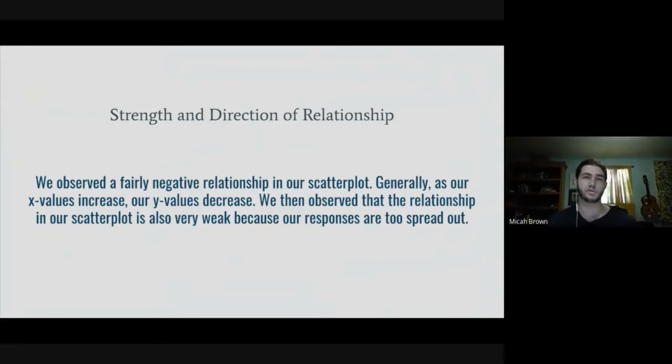As for the strength and direction of the relationship, we observed a fairly negative relationship in our scatter plot. So generally, as our x values increase, our y values are decreasing. We then observed that the relationship in our scatter plot is also very weak because the responses are just too spread out.